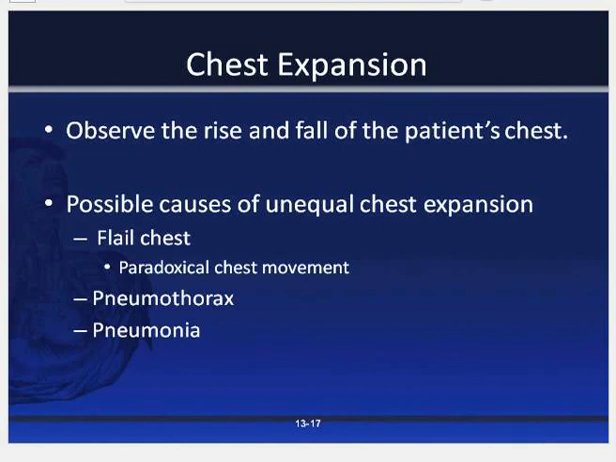Observe the rise and fall of the patient's chest. Unequal chest expansion may occur when part of the lung is obstructed or collapsed because of an injury, such as a flail chest or pneumothorax. Flail chest is, by definition, two or more ribs broken in two or more places. And you'll see every time the patient inhales, they take a nice deep breath, the section that's broken apart will move in the exact opposite direction.